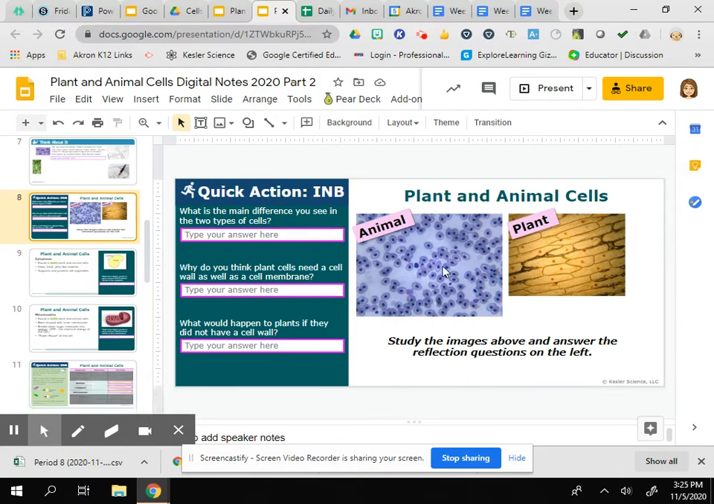Let's take a look at animal cells and plant cells. You're going to study these images and answer the reflection questions on the left. What is the main difference you see between these 2 types of cells? Why do you think plant cells need a cell wall as well as a cell membrane? And what would happen to plants if they did not have a cell wall?